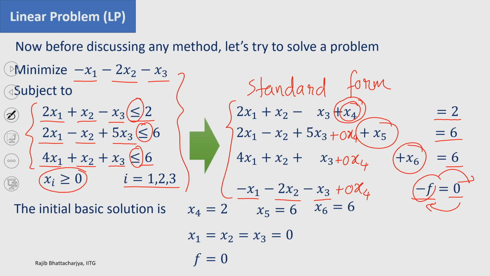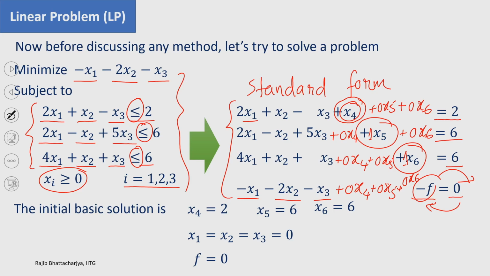Similarly, for x 5 it is plus 0 x 5 in the other two equations, so the coefficient of x 5 is 1 in its own equation and 0 in the others. Similarly for x 6, it is plus 0 x 6 in the other equations, so the coefficient of x 6 is 1 in its own equation and 0 in the others. Therefore, we can consider x 4, x 5 and x 6 as basic variables, and the other variables, x 1, x 2, x 3, as non-basic variables.